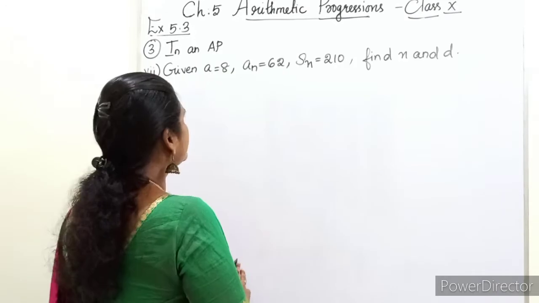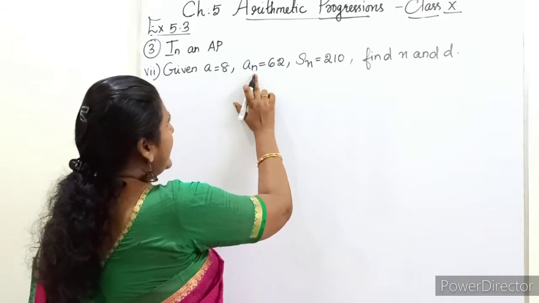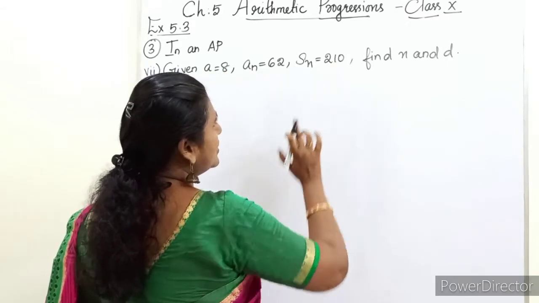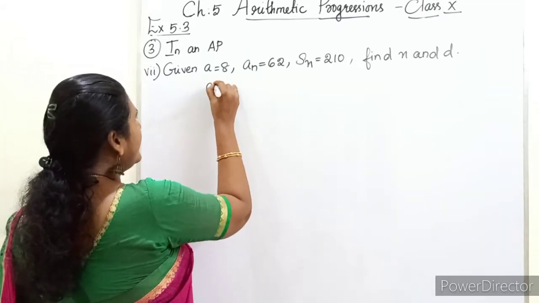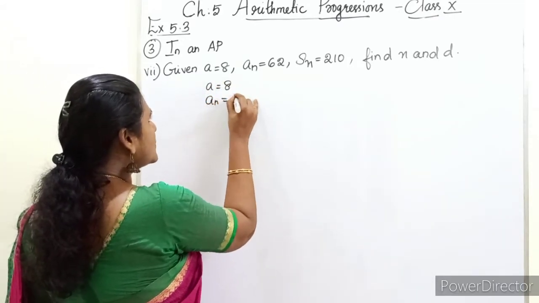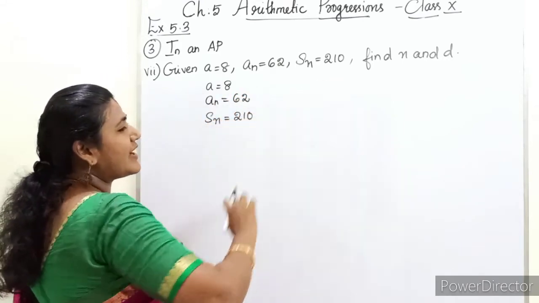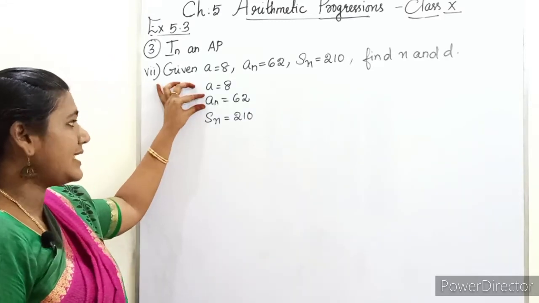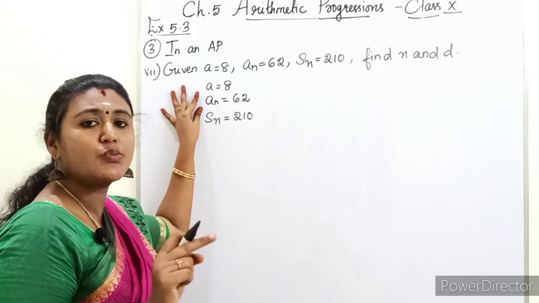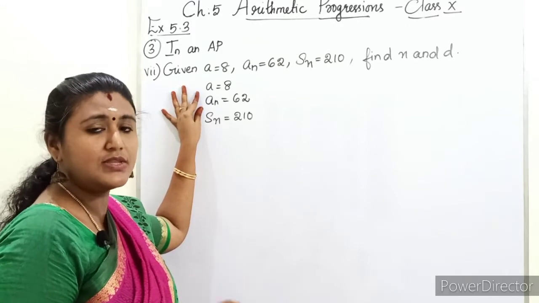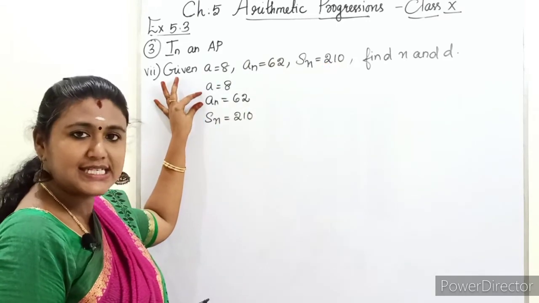Now next question, the seventh question. Given a is equal to 8, an is equal to 62, sn is equal to 210, find n and d value. Here a is given as 8, an is also given as 62, and sn is equal to 210. For finding n and d we cannot take an. Why? Because the formula of an contains a plus n minus 1 into d. Three quantities are there, but we don't know n and d values. So we cannot take this an value.